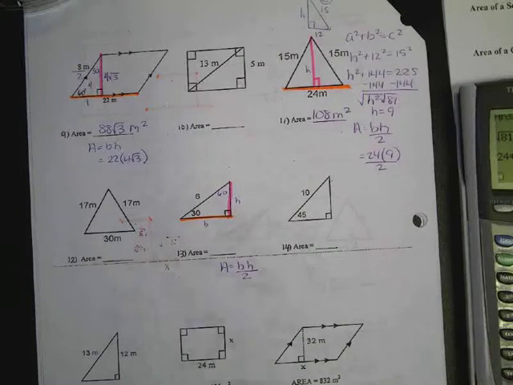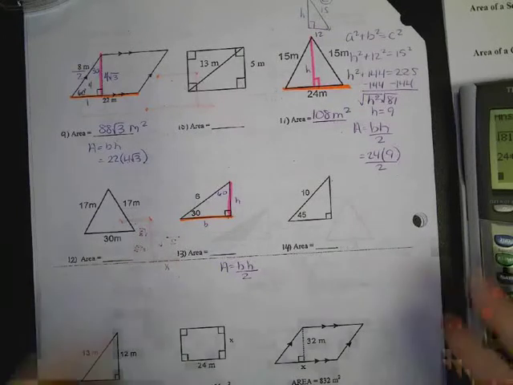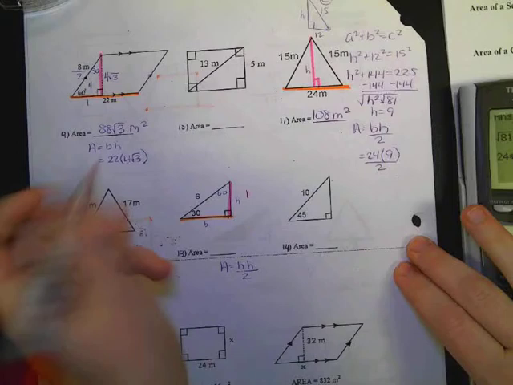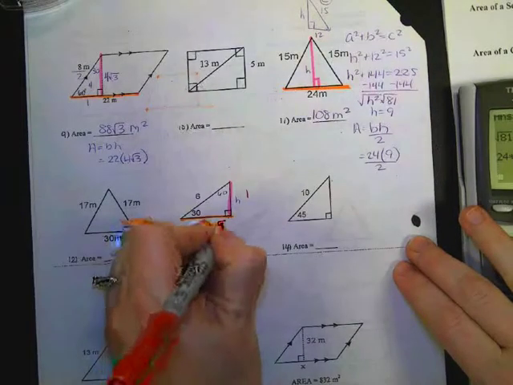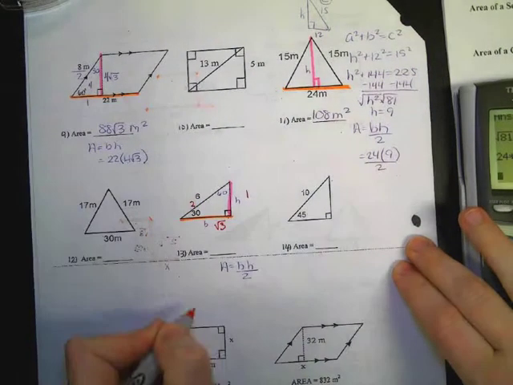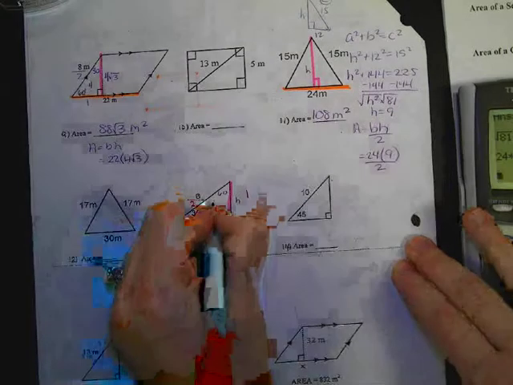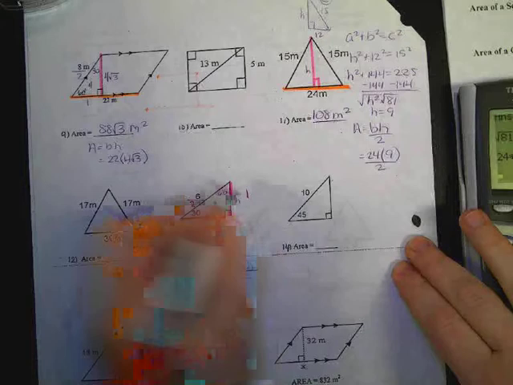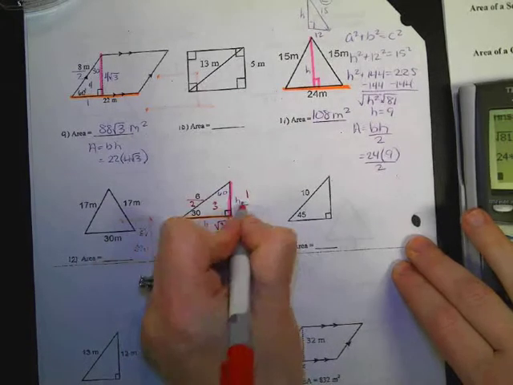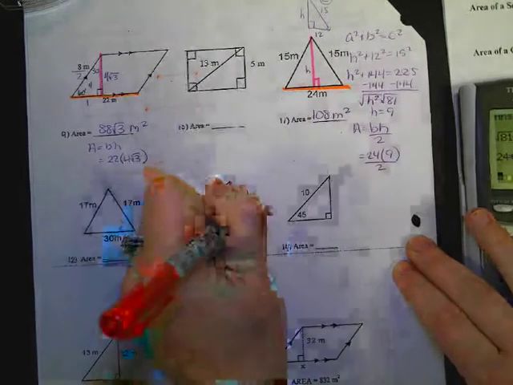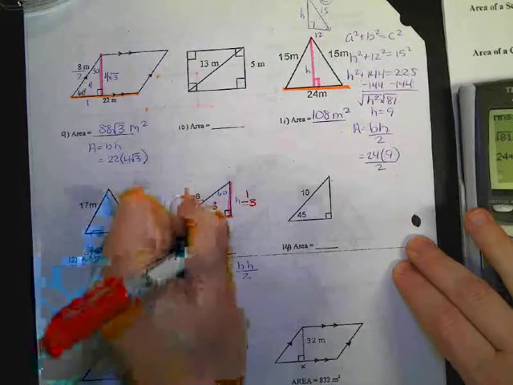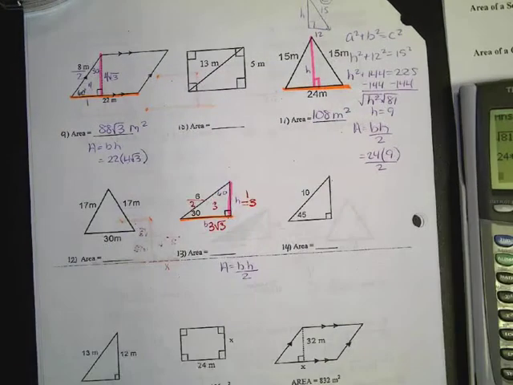If I label my special numbers, we would have across from the 30 is 1, across from the 60 is radical 3, across from the 90 is 2. I write it underneath so I can remember to divide to get in. 6 divided by 2 is 3. Multiply to get out. 3 times 1 gives me a height of 3. 3 times radical 3 gives me a base of 3 radical 3.